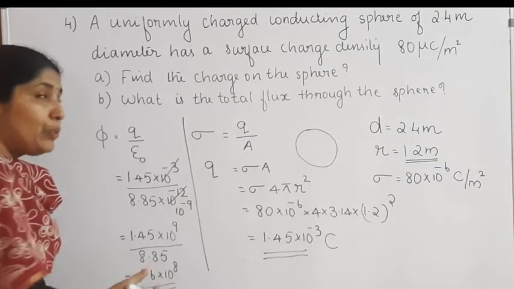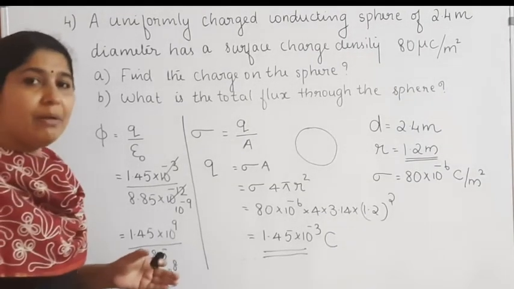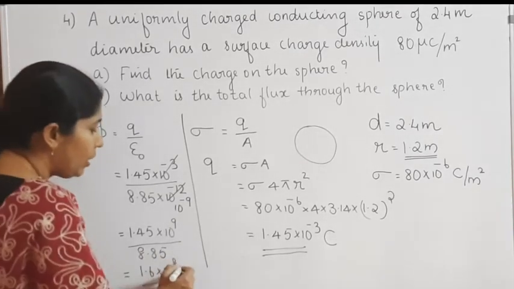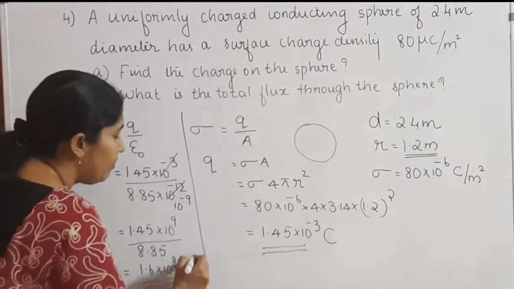Okay. What's the unit of flux? Flux is Newton meter square divided by Coulomb.